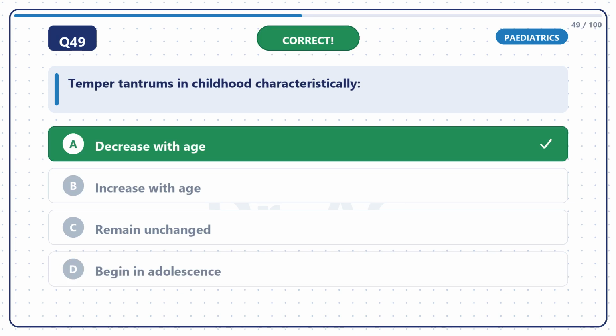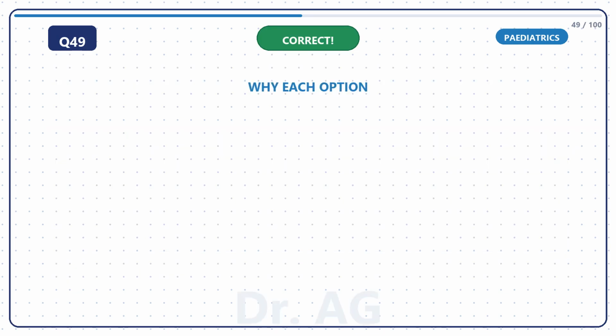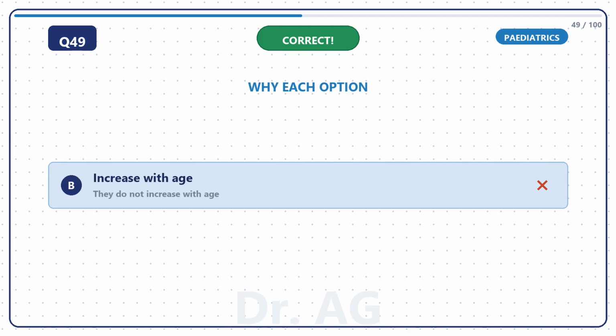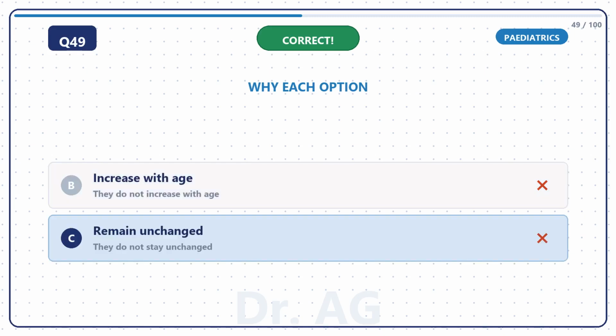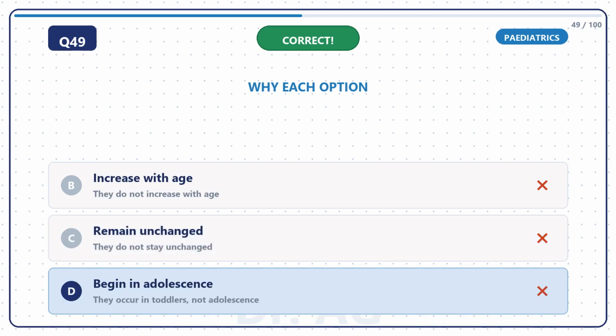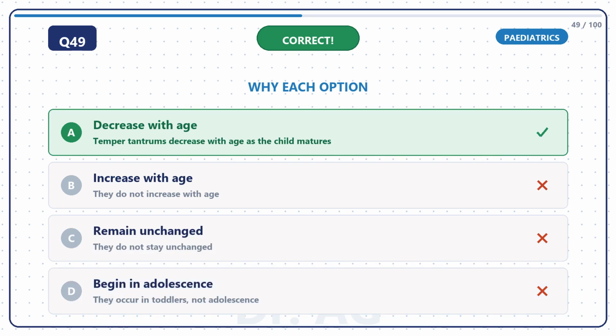Decrease with age. Let's go through the options. Increase with age. They do not increase with age. Remain unchanged. They do not stay unchanged. Begin in adolescence. They occur in toddlers, not adolescents. And the correct answer is decrease with age. Temper tantrums decrease with age as the child matures. So, the right answer is option A.